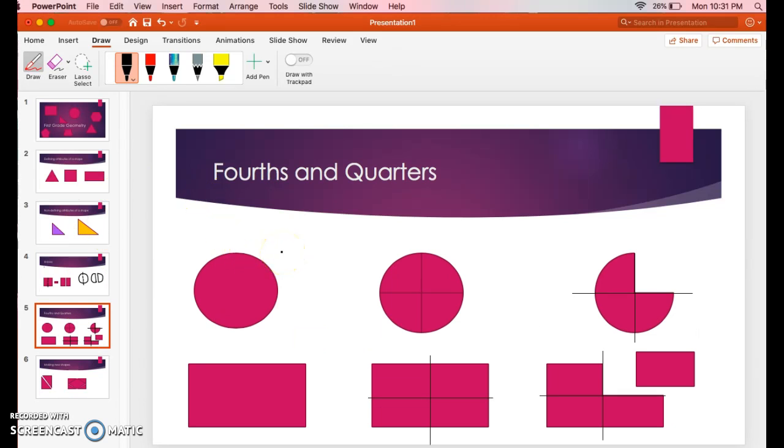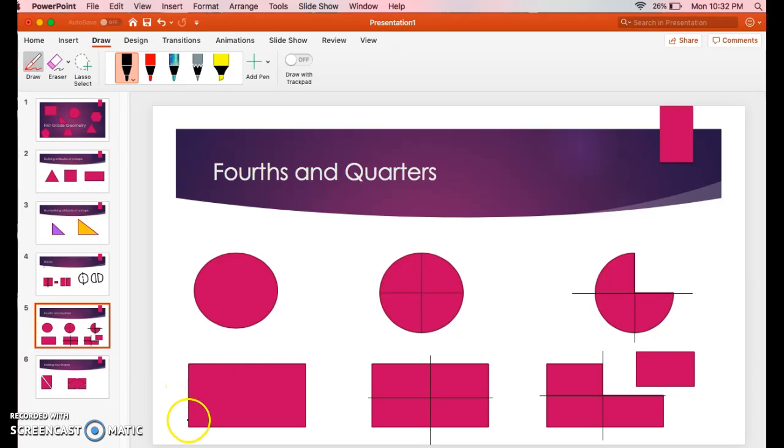Next we have fourths and quarters. Fourths and quarters are the same, have the same definition. As you can see, we have a whole circle here. If we cut it into 4 equal pieces, then we're creating fourths or quarters of a circle. As you can see, this circle is missing 1/4. So that means there are 3/4 left of the circle.